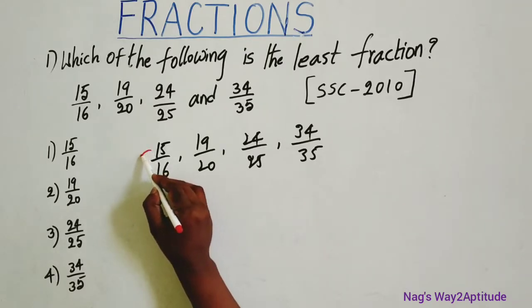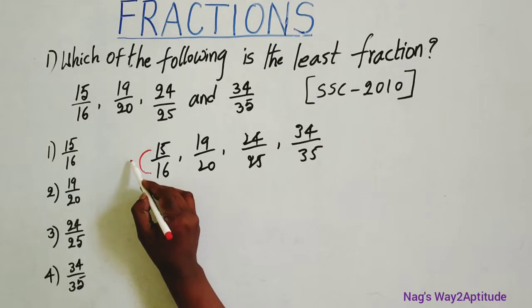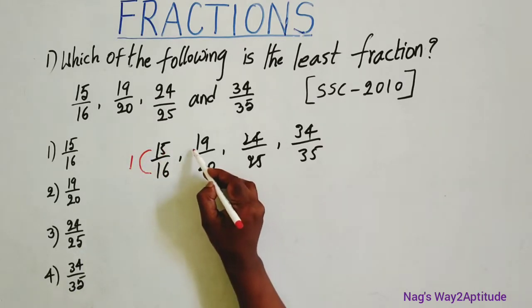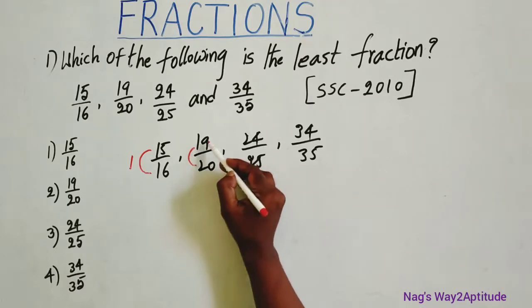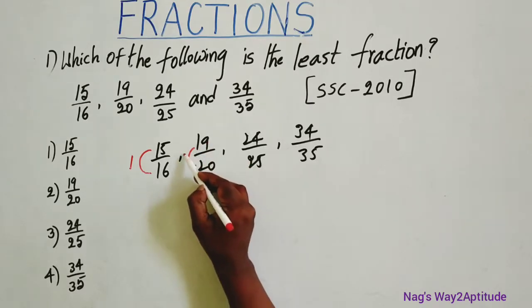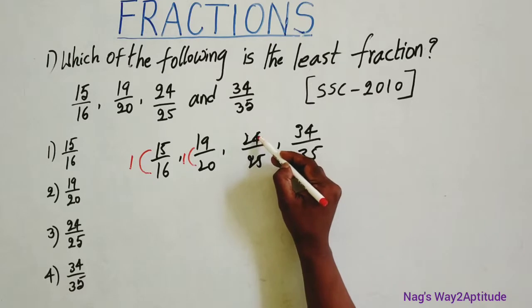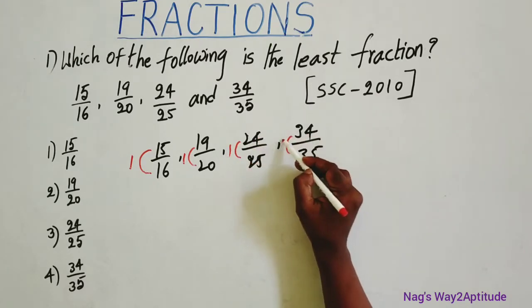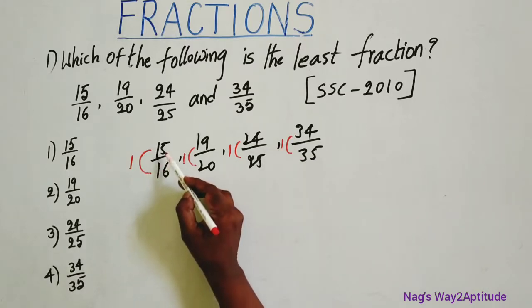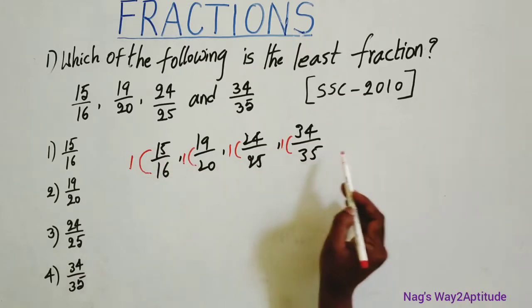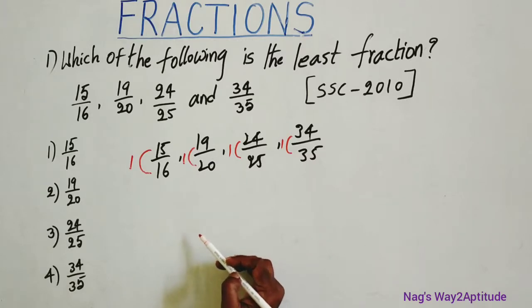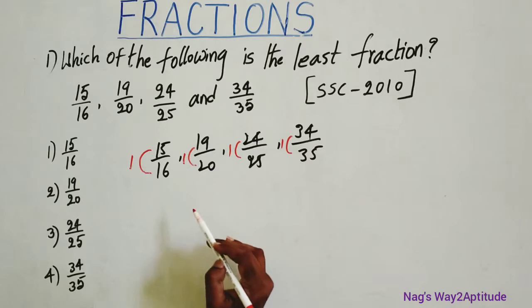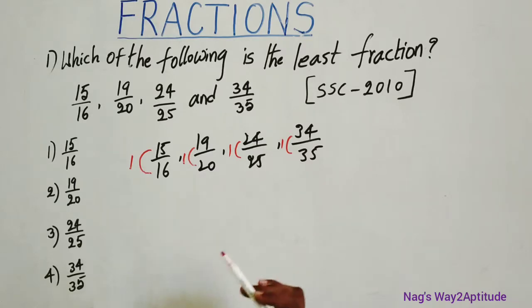Here, what is the difference between numerator and denominator? The difference between 15 and 16 is 1. Here also, the difference between numerator 19 and denominator 20 is 1. Here also, the difference between these two is 1. If the difference between numerator and denominator in all the fractions is the same, then remember the fraction with the smallest numerator and smallest denominator will be the smallest fraction.